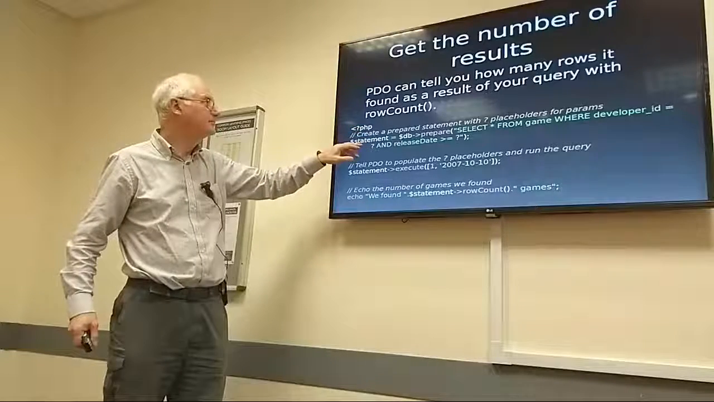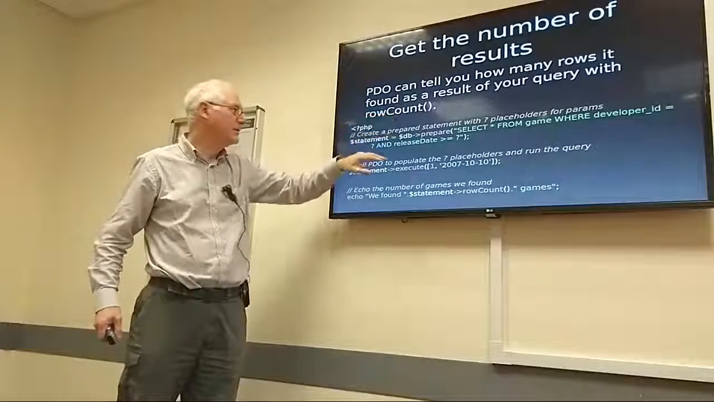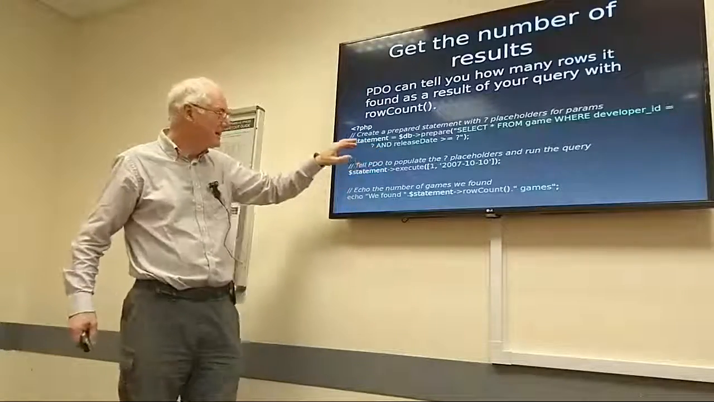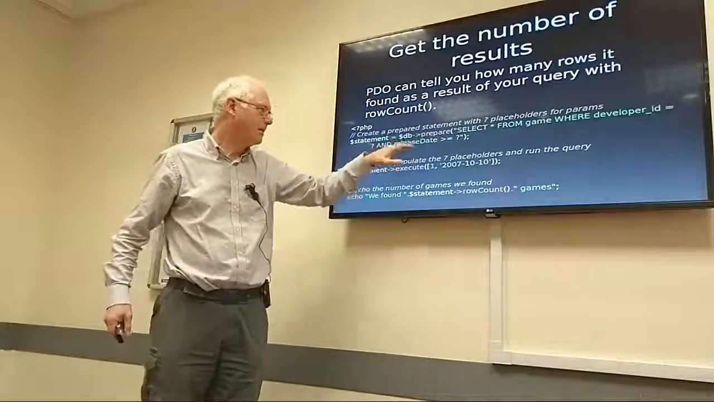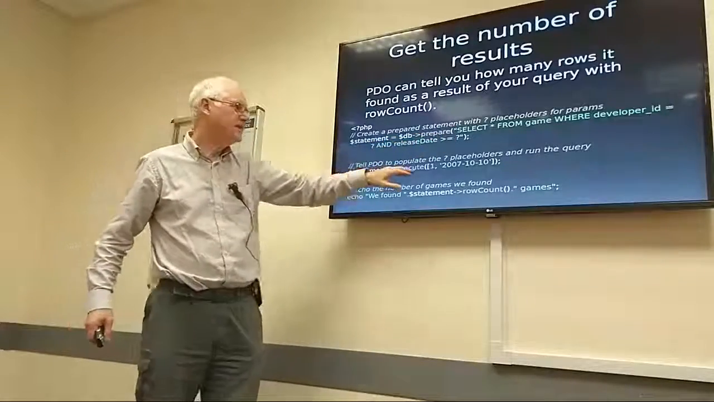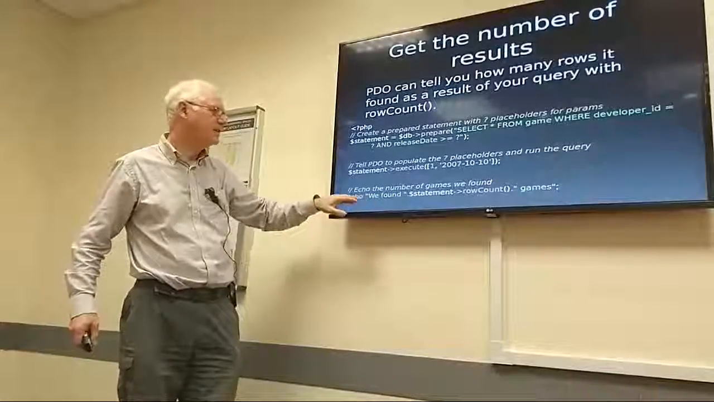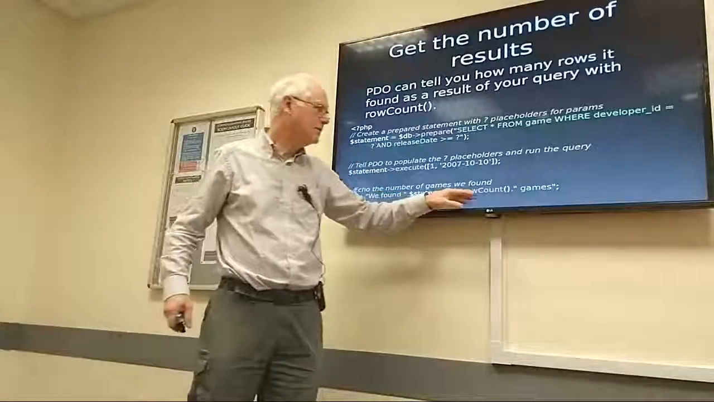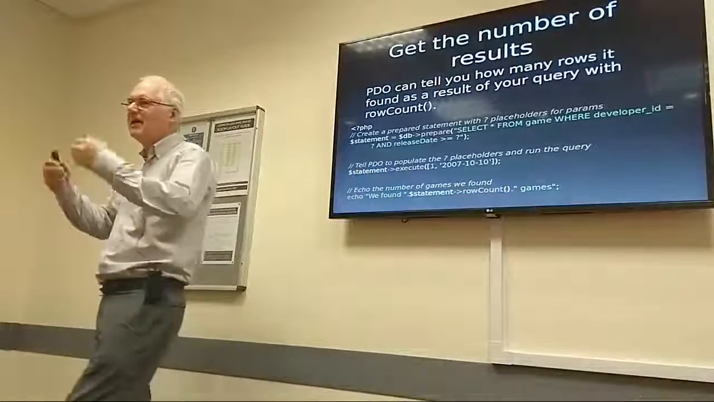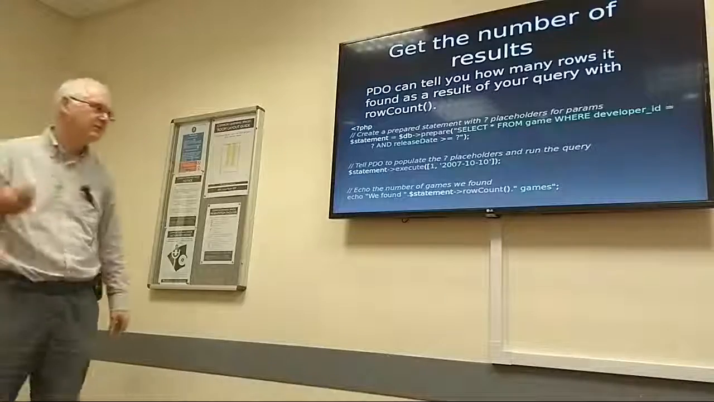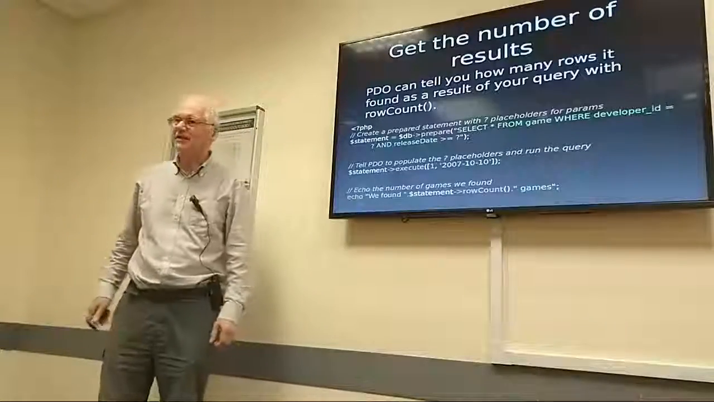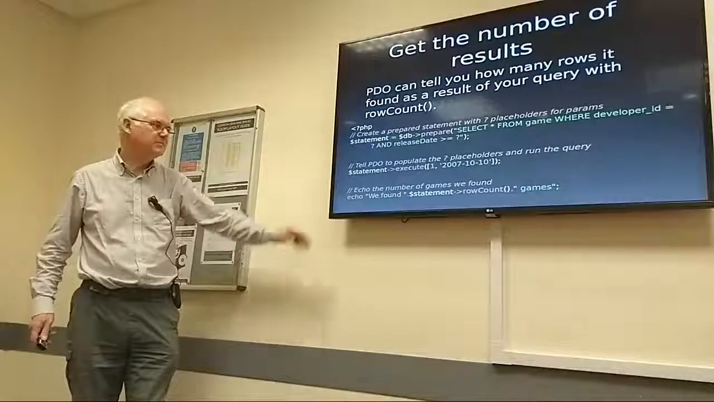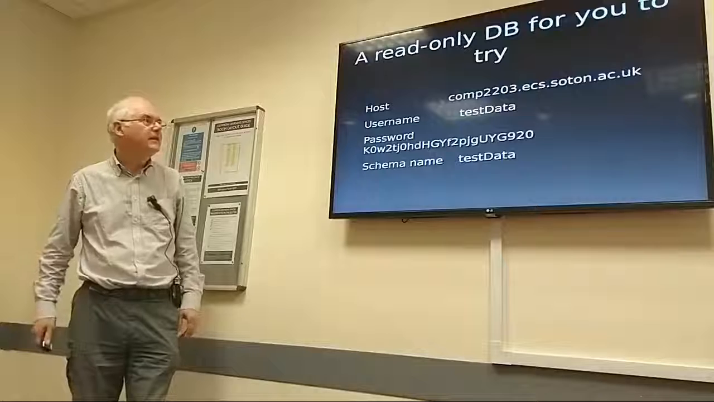How do we do that? We can do it with row count. So here's an example. $statement. Oh, we've gone back to $statement instead of the query. $statement equals database prepare, and so on, as we had before. $statement execute. Now we can say echo we found, and we do dollar query, row count, games, and that will tell you how many games it's found, so you know how many it's going to iterate around. If you're using a while or a foreach or whatever, it'll just handle it for you, but sometimes it's useful to know how many there are.